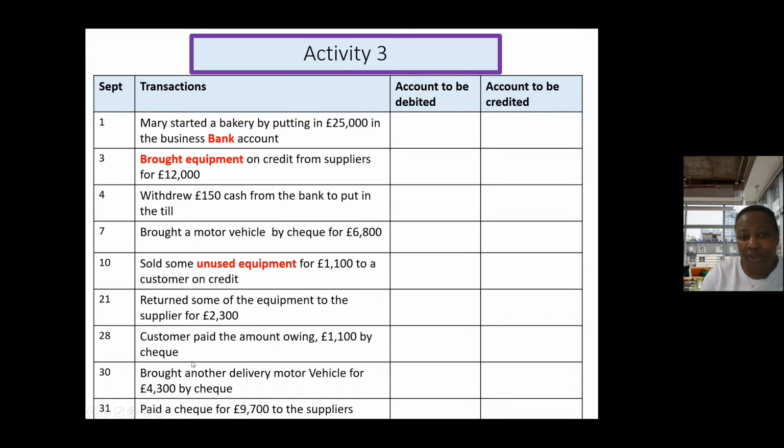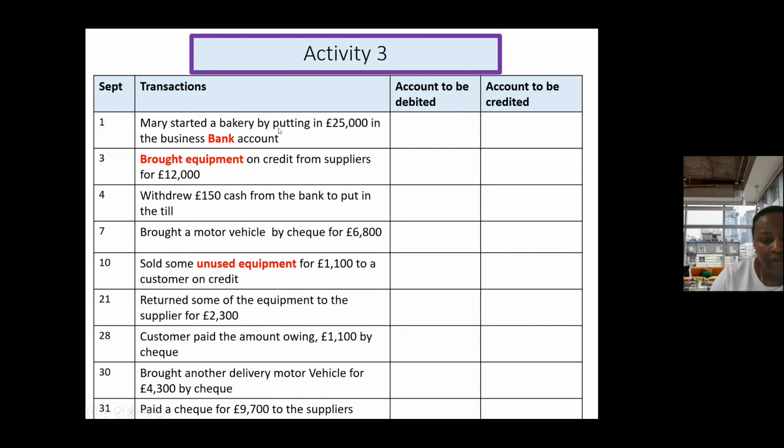So now give it a try. Give the other transactions a try. Question: September 3rd, equipment was bought on credit from suppliers. What are the two accounts that you would have identified? Debits, credits, purchase. Credit from our supplier will be accounts payable, an increase in liability. Increase in liability is going to be credited. But equipment was bought, so equipment has increased, and equipment is an asset. Increase in asset should be debited.